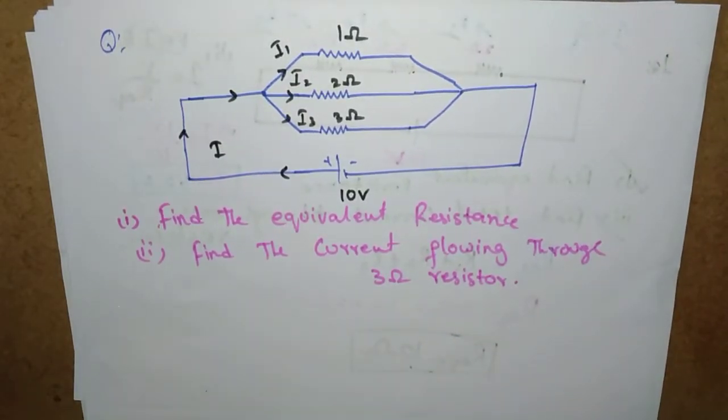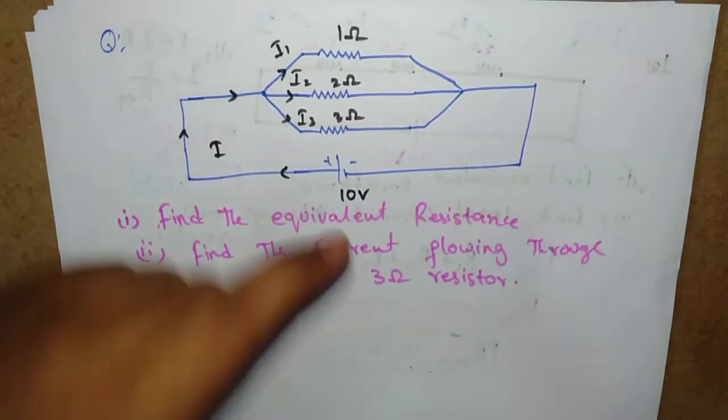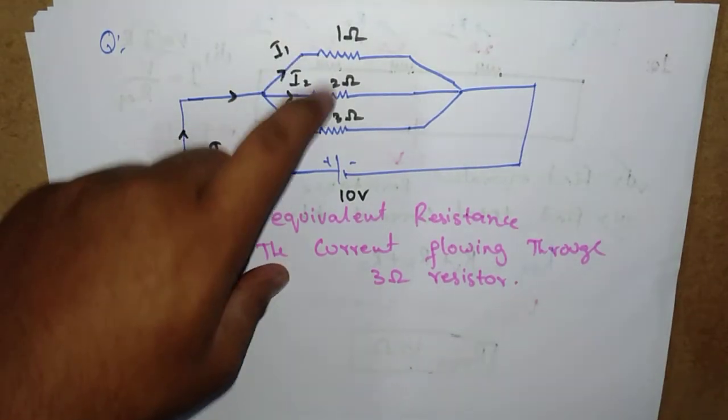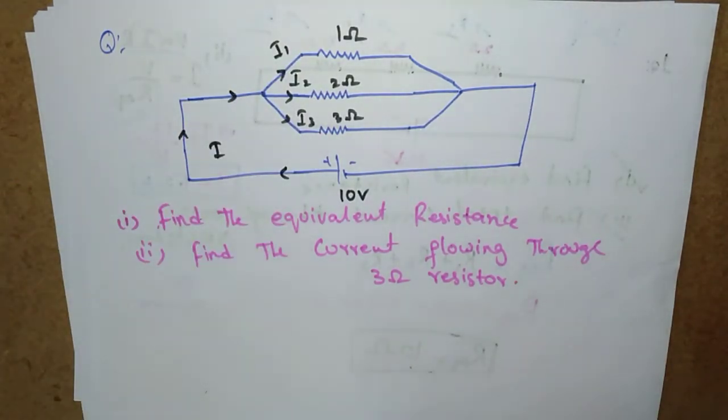So the first bit is to find the equivalent resistance. Here the resistors are arranged in a parallel way, 1 upon 1, 1 upon 1, they are arranged like that. So this is the parallel connection of resistors. So the first thing is to find the equivalent resistance.